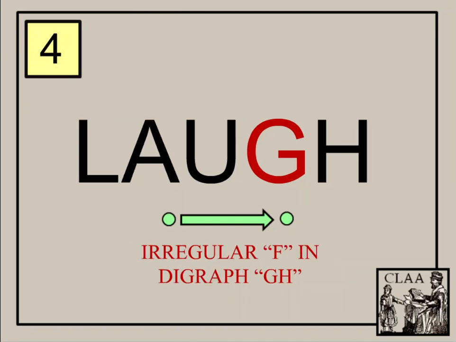The fourth sound made by the English letter G is the irregular F sound made here in the digraph GH. Let's read this word together using the irregular F sound with the digraph GH. Laugh, laugh, laugh. The fourth basic sound of the English letter G is the irregular F sound.